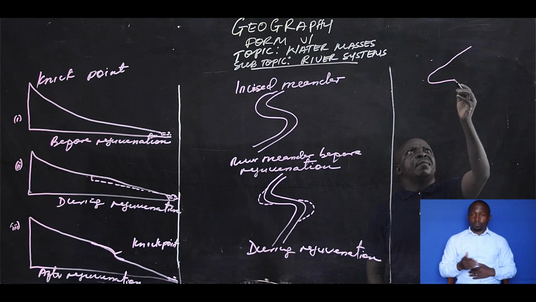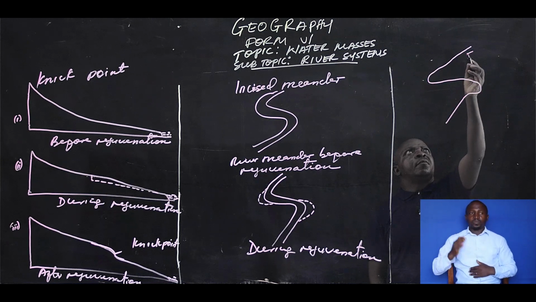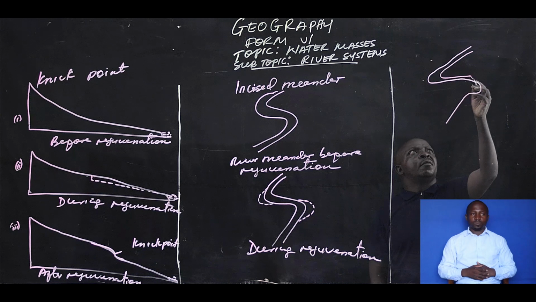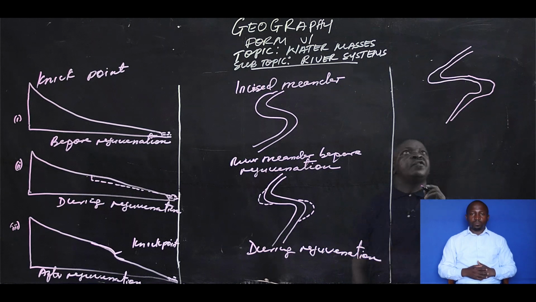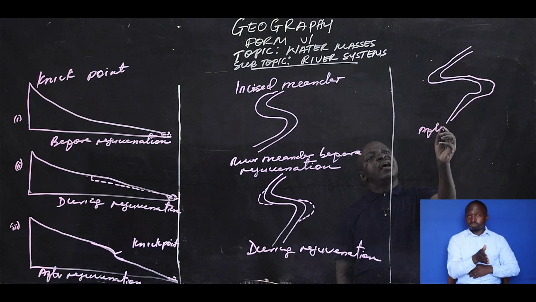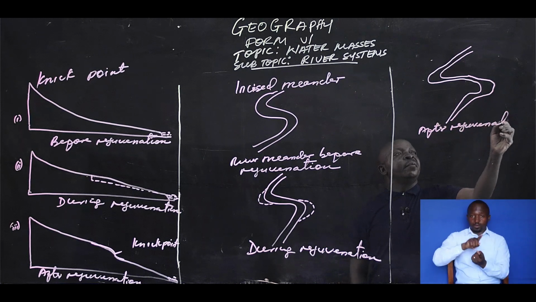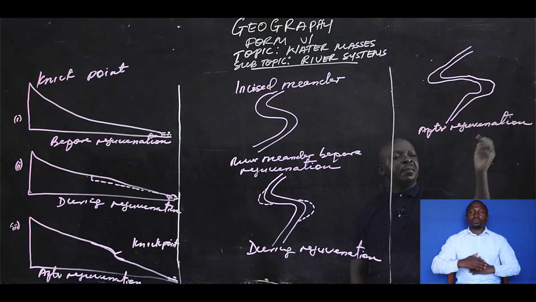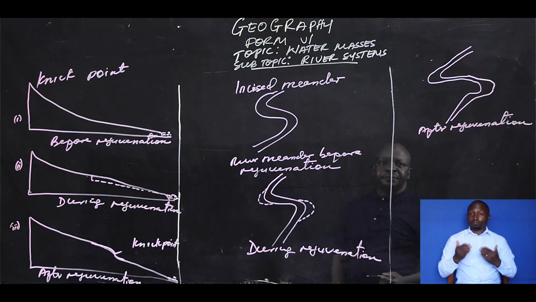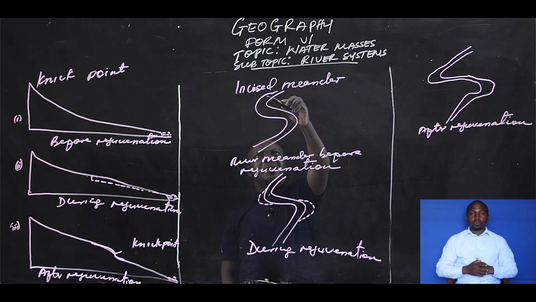This diagram is of a river meander after rejuvenation. Now look here. This is the river meander.